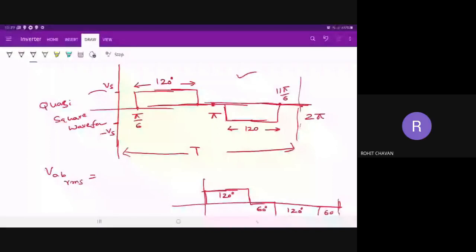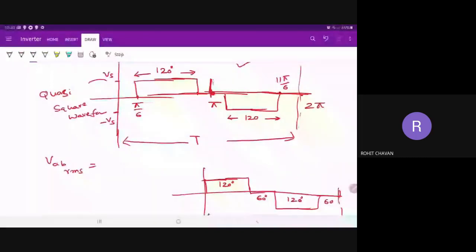For a square wave, that means the complete square waveform, its RMS value is the same as its peak. In case of these quasi square waveforms, how much is actually present? If you consider one half cycle, in the half cycle how much portion is actually present? It's easy to calculate the RMS value of this quasi square waveform.